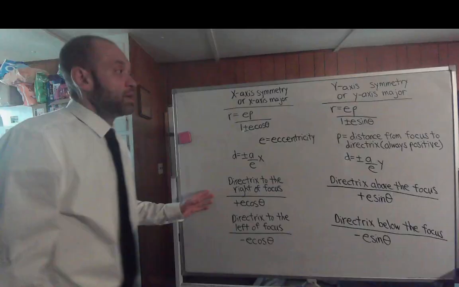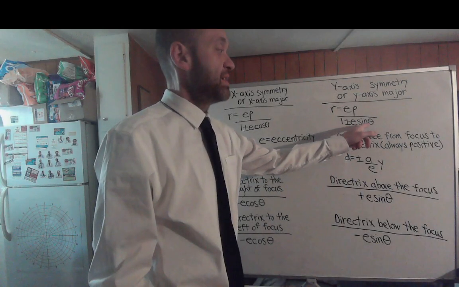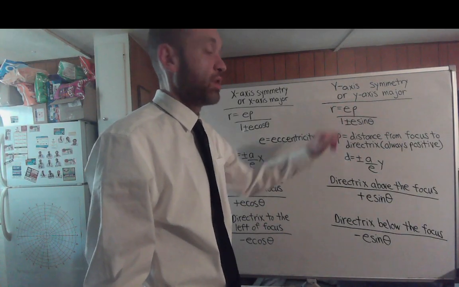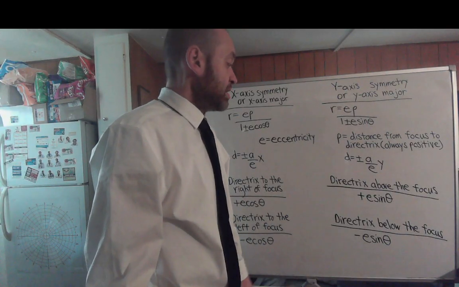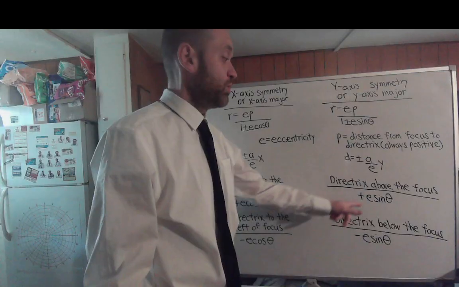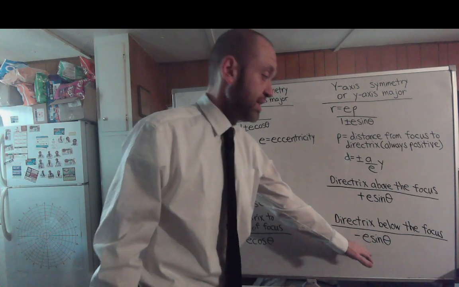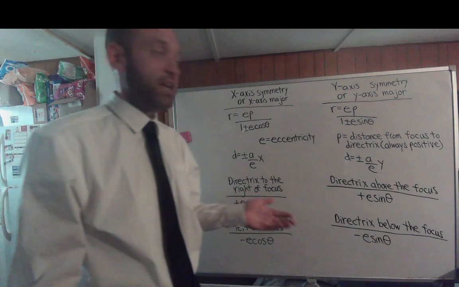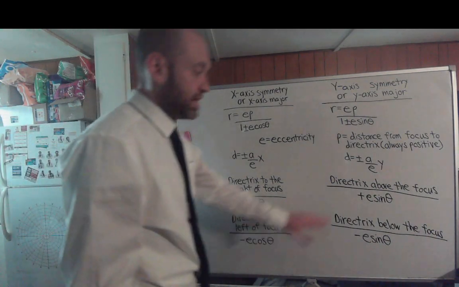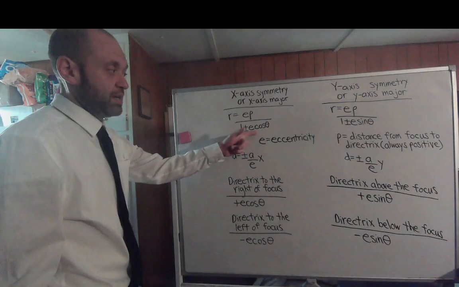The other form is r equals ep divided by 1 plus or minus e sine of theta, if it has y-axis symmetry, or the y-axis is the major axis for an ellipse. So when would you use plus, and when would you use minus? Well, if the directrix is above the focus, you would use plus e sine of theta. If it's below the focus, you would use minus e sine of theta. You could think of y being r sine of theta, so that would help you identify which function you need to use. And then these help you identify which sign you need to use on the coefficient for your trig function in the denominator.